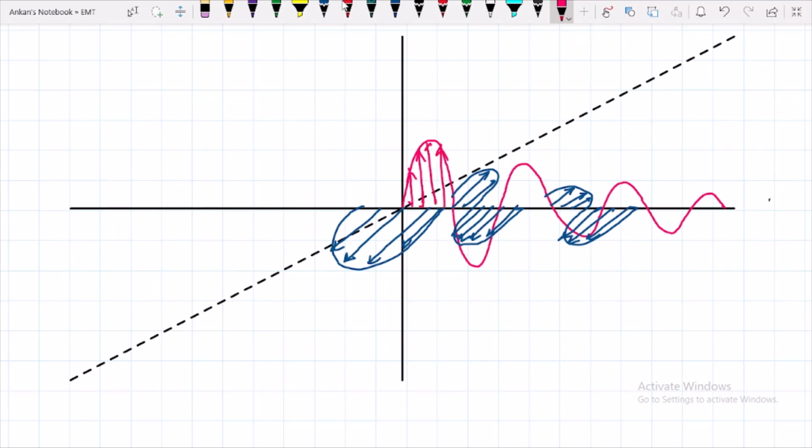Electric field is like this. So the pink indicates this, and the wave is also attenuated, which can be shown by this dotted line, and the magnetic field is expressed by blue, which is also attenuated, which can be shown by this dotted line.